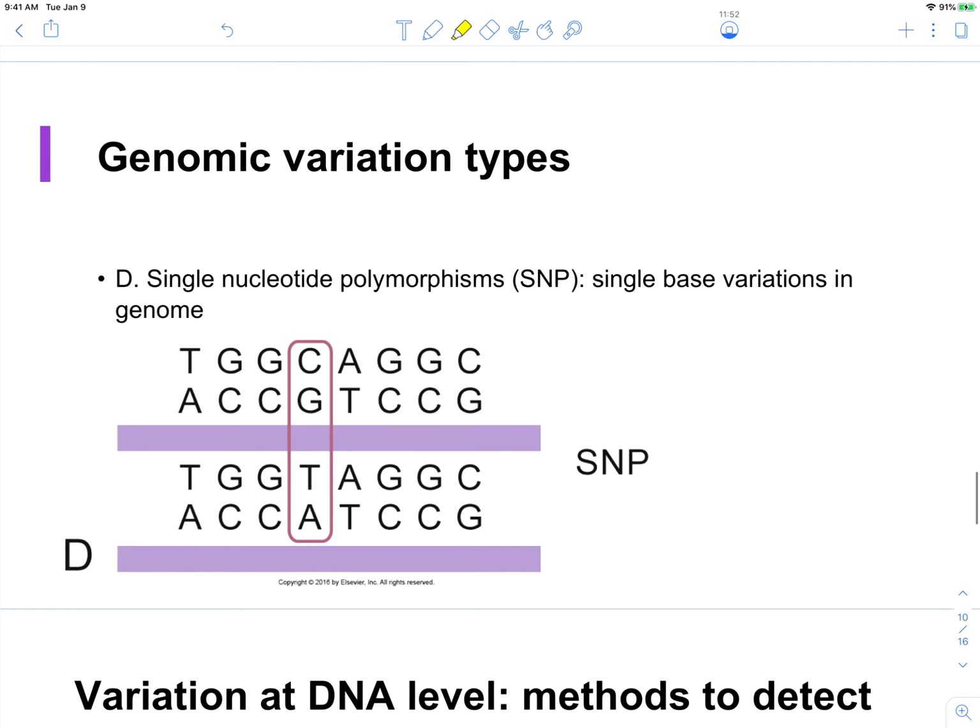Single nucleotide polymorphisms, or SNPs, are single base pair variations in the population or in the genome. So this difference at this location of the genome is a single base pair, and so this is referred to as a SNP.